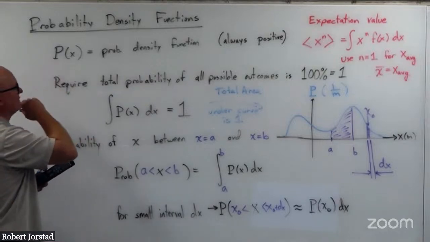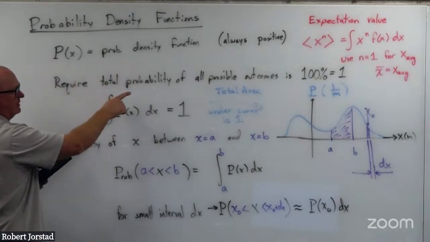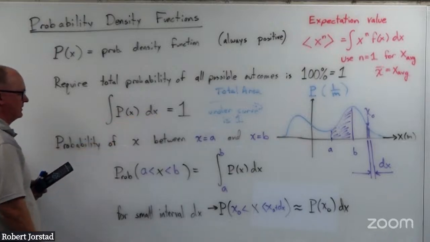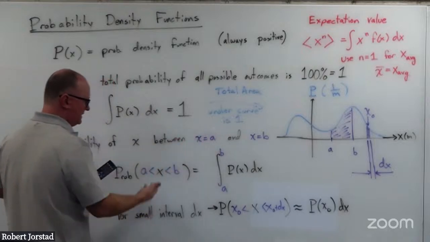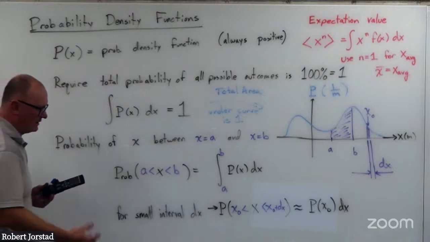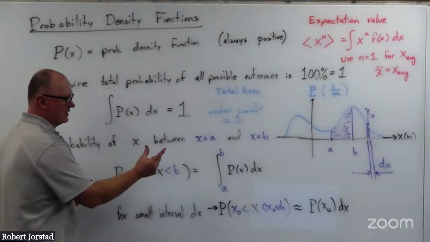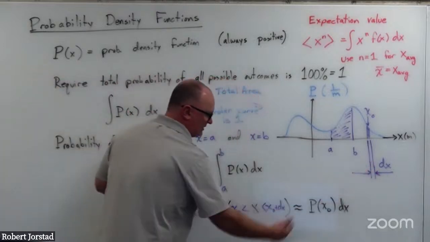Probability density functions for a continuous variable. The probability is always positive. Total probability is 1, meaning this integral is true, or the total area under the curve is 1. The probability of being between 2 points is given by the integral from these 2 points. And then for a small enough interval, you could just use this shortcut result as long as your interval increment size is very small. This is approximately true.